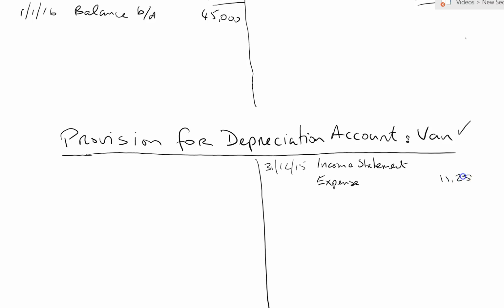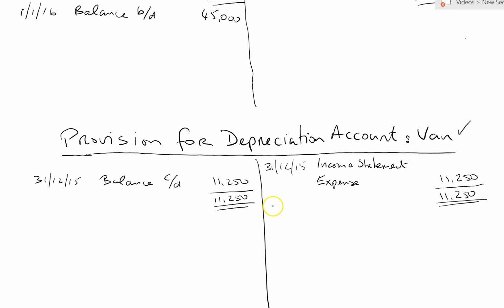So I have 11,250. So remember what's happening here is I'm crediting this account here, and I'll be debiting the expense account. Now that's the end of the year, so I'll balance this off, 11,250. On the debit side, I'll put in my column total, 11,250. Of course, it doesn't add up to 11,250, so I need to put in my balancing figure. So my balance carried down on the 31st of 12, 2015, 11,250, and then on the 1st of January, 2016, I'd have my balance brought down 11,250.